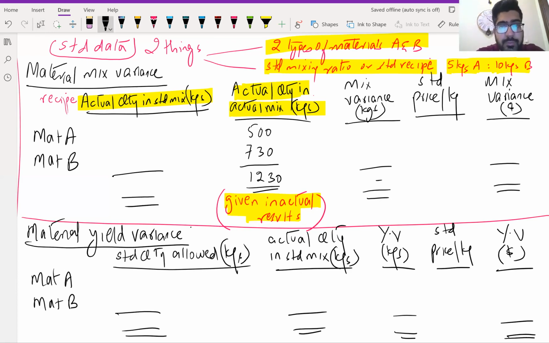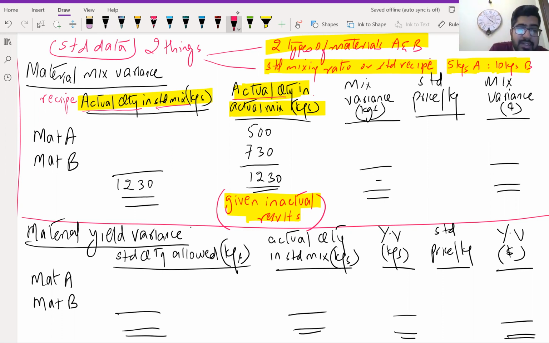Now, move to actual quantity in standard mix. Pay attention, this is important. In this column, actual quantity is coming, which was 1230. In the second column, actual quantity was also 1230. In this column also actual quantity is coming, so you will write the same 1230. But this will come in standard mix.